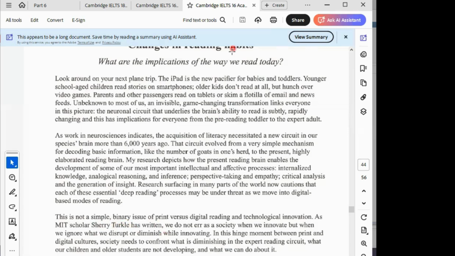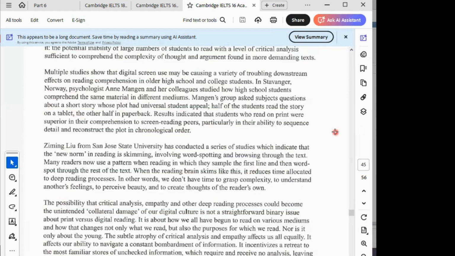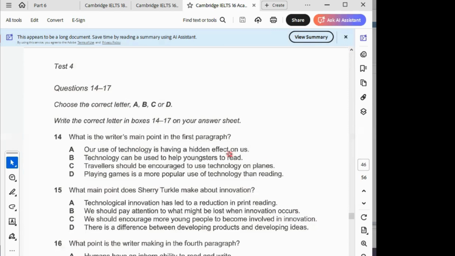So somebody says, how do we know the paragraph to go to? How do we know the paragraph to check? You scan for the keywords. The only way to know is what? You identify the keywords in the questions and then you scan for them. You understand now? You scan for it.